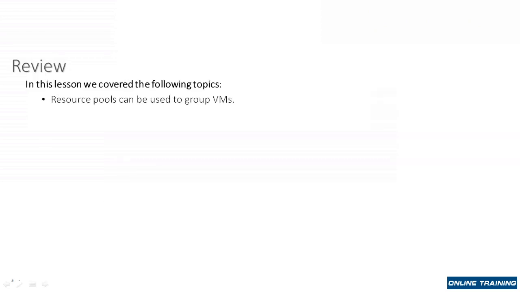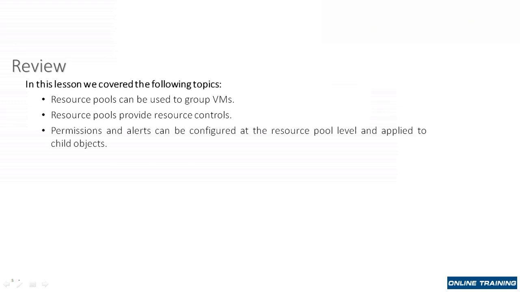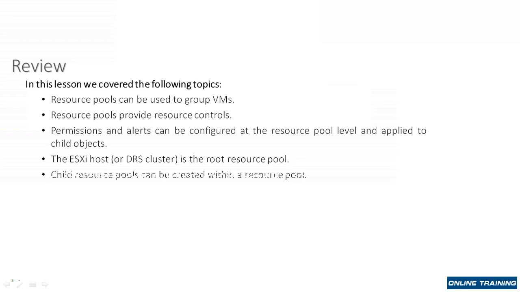Okay, so in this lesson, we learned how resource pools can be used to group together multiple virtual machines and provide resource controls like shares, limits, and reservations. We can also apply permissions and alarms at the resource pool level. Our ESXi host itself is referred to as the root resource pool. That's where the actual physical resources come from. And we can also even create a child resource pool within a resource pool.